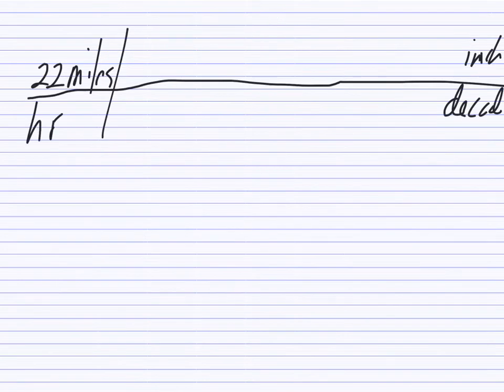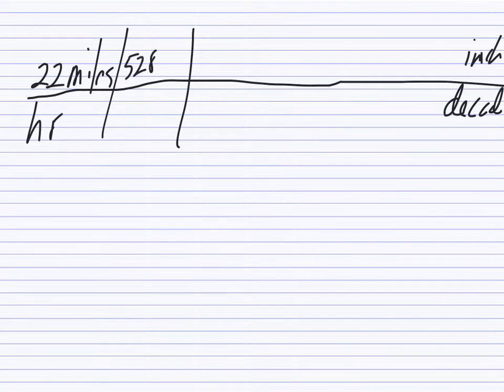The last conversion, I'm going to change a unit of speed, 22 miles per hour, into a unit of speed, inches per decade. Now, it doesn't really matter whether you start with the units of miles or whether you start with the units of hours. Either way, you're going to multiply by fractions, and multiplication is associative, so it doesn't matter what order you do it in. So I'm going to start with miles.